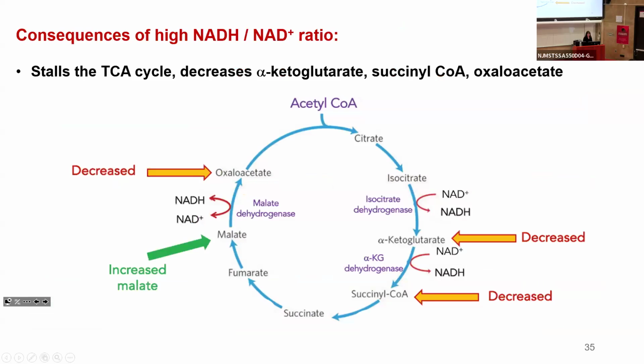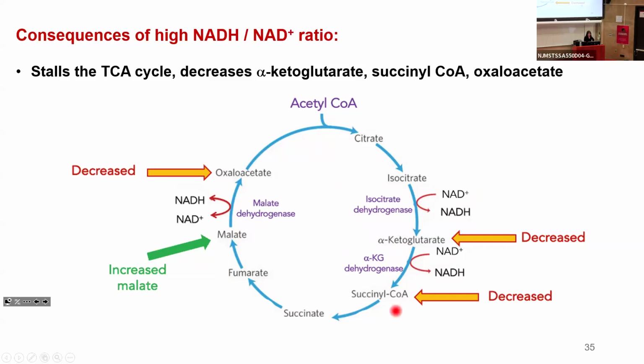The consequence of this is that if you have a lot of NADH, you stall the TCA cycle. That's kind of fascinating: in the TCA cycle, the step from isocitrate to alpha-ketoglutarate generates NADH. But if you have a lot of NADH already present, this step will be decreased, and so will the next step. If the NADH to NAD plus ratio is too high, you will not make it around the TCA cycle.